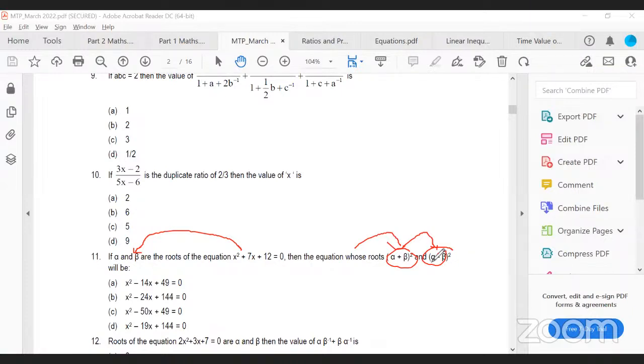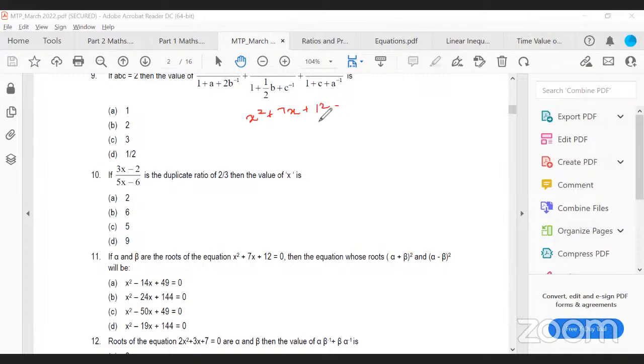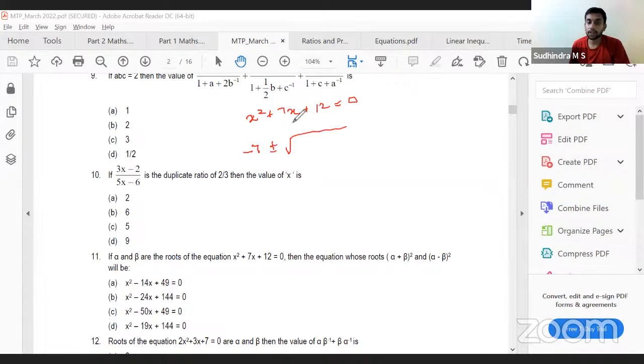Option C. Yes, correct. So first we have to find out the roots. What are the roots that we get? x square plus 7x plus 12? 3 and 4. So minus b plus or minus root of b square, 49 minus 4ac, 4 into 1 into 12, divided by 2 into 1.